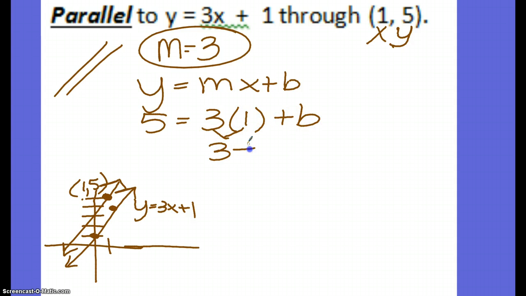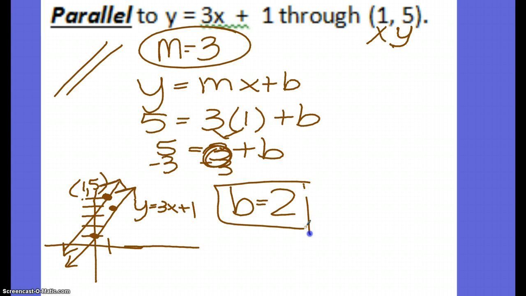We've got 5 equals 3 plus b, minus 3 minus 3. So on this one, that y-intercept is 2. And if you look at the graph, it's pretty close to 2, I guess, where I drew the line. So our equation that goes through the point 1, 5 and is parallel is y equals 3x plus 2.